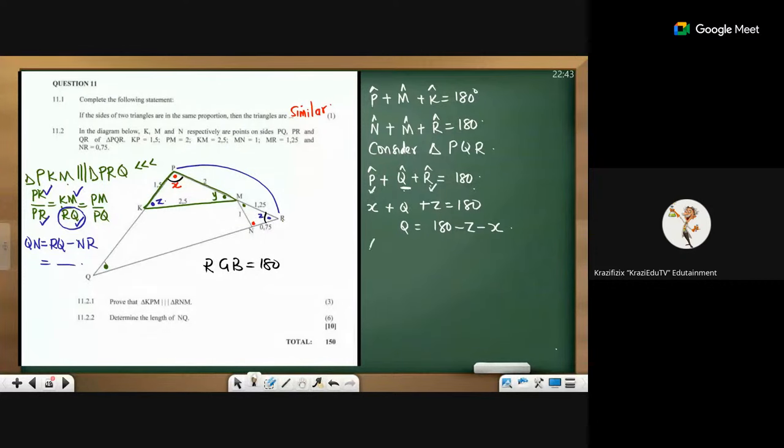Now, look at triangle PKM. I think this is going to make a lot of sense. K, M. X plus Y plus Z minus X, and what is M? So therefore angle Q is that. Makes sense. Let me know if it makes sense to you.